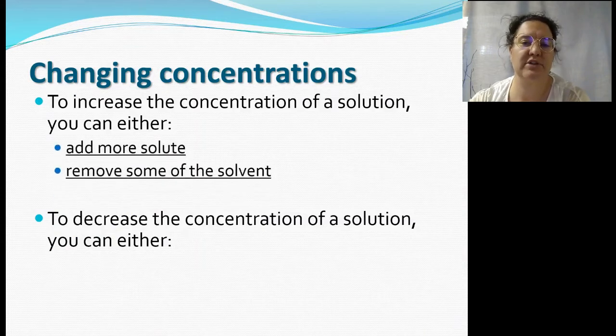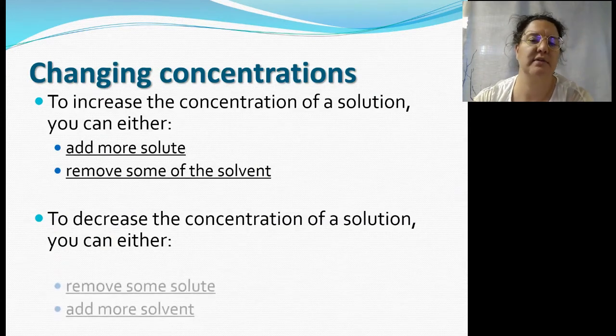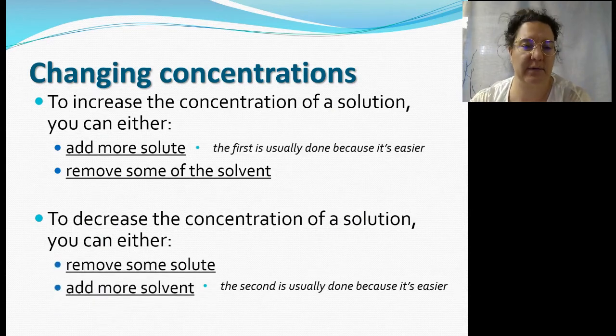To increase the concentration of a solution, we could either add more solute. So if you were making homemade iced tea and you're like, oh, that's not strong enough, what you do is you add more iced tea powder. And this is usually the first solution because it's easier. You could also remove some of the solvent, but this is very difficult. To do that, if you want to make your iced tea stronger, you're going to have to put it onto the stove or microwave, bring it to a boil, and allow some of the water to evaporate.